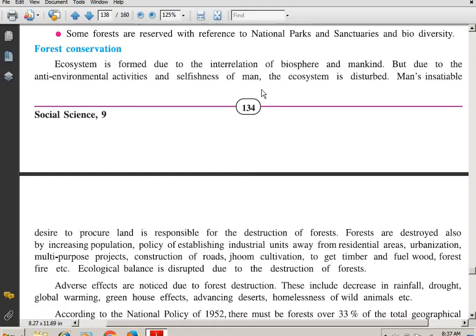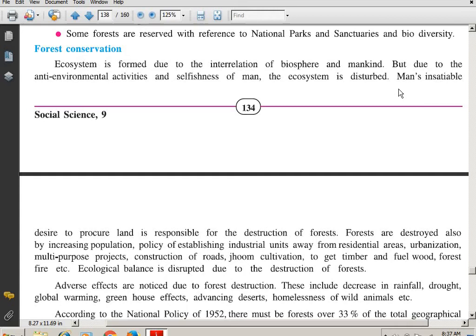We have seen how the big animals, carnivorous and herbivorous animals, the cycle of nature, what is the food of the carnivorous, what is the food of the herbivorous animals. And so students, nature has to go on. We are not supposed to interfere with nature. Okay, but what happens? The anti-environmental activities and the selfishness of man has disturbed the ecosystem. How? We will see it now.